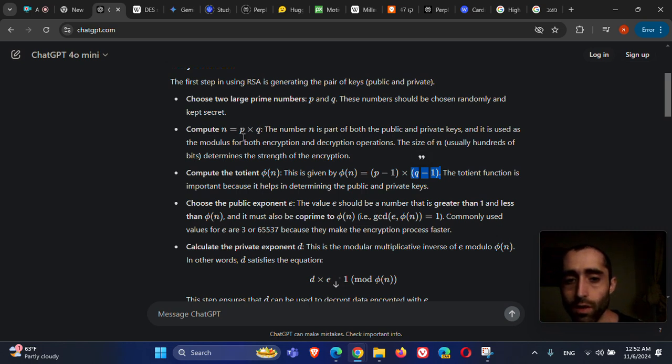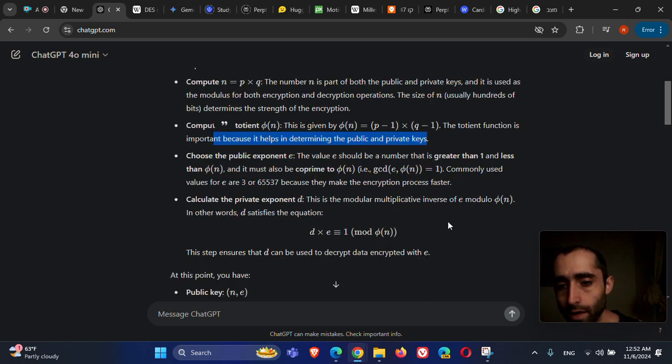So the totient function of p is p minus 1. The totient function of q is q minus 1. There is multiplication between them. So we can say the totient function of n is the totient function of p times the totient function of q, which is p minus 1 and q minus 1 respectively. Okay? Now the totient function is important because it helps determine the public and private keys.